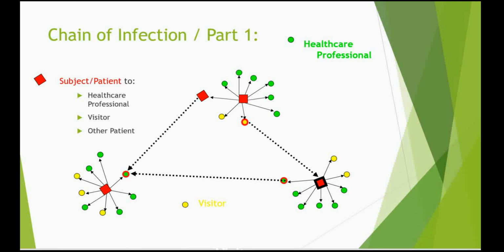So here we have an image of the chain of infection, the first part, and we have three different colors and shapes. The red color indicates the relation between the subject or patient to healthcare professionals, visitors, and other patients. The yellow color instead is the visitor, and you can see how this interaction occurs with those arrows and the dotted lines. And finally, the third image and color are healthcare professionals in general. So it's really important to understand how this connection between these people is an essential part of the chain of infection, what actually causes the infection to occur and to spread.